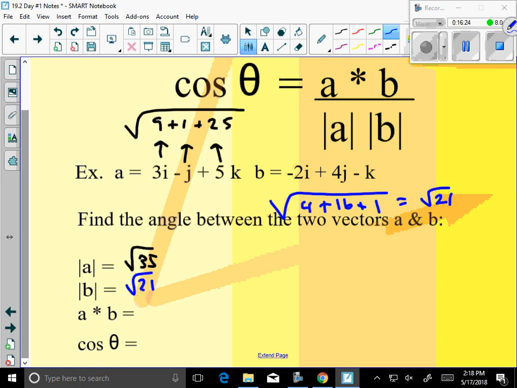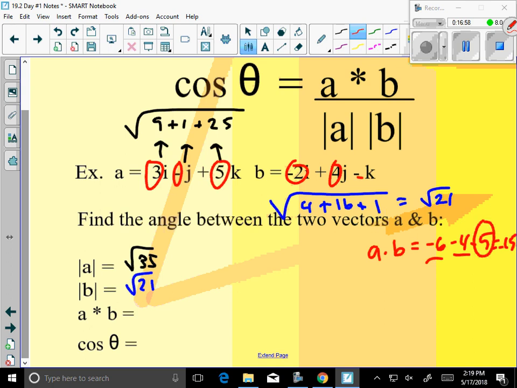Square root of 21. What would A dot B equal? Well, that'd be 3 times -2, -1 times 4, 5 times -1. Okay, remember, 3 times -2 gives me -6. -1 times 4 gives me -4. 5 times -1 gives me -5. I didn't really follow my own rules there. I got mixed up. And I get a -15.